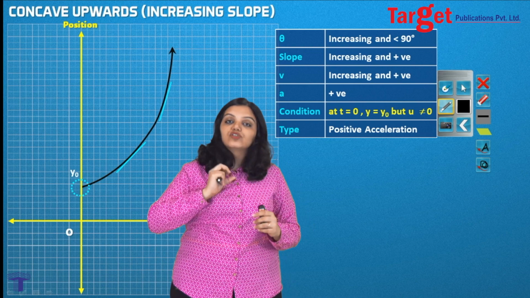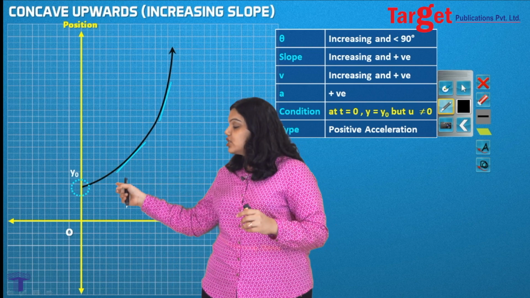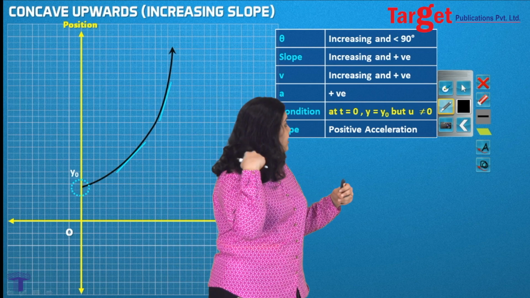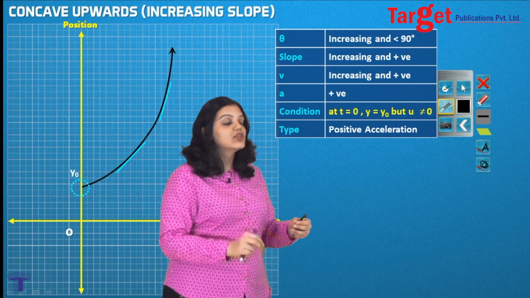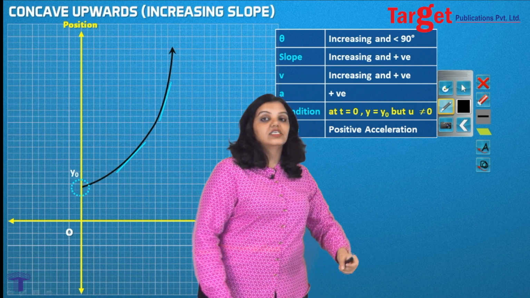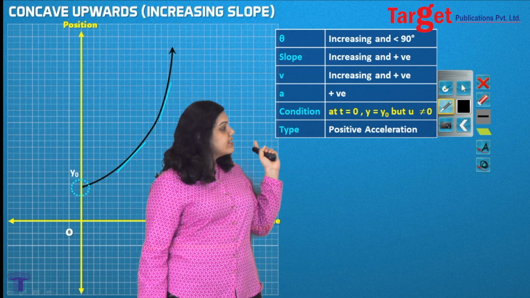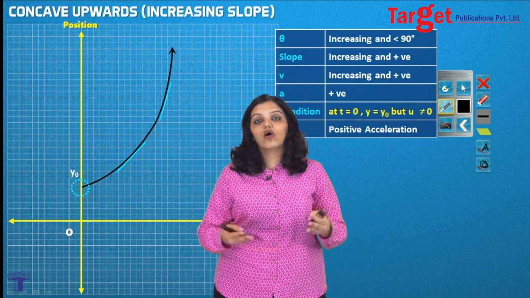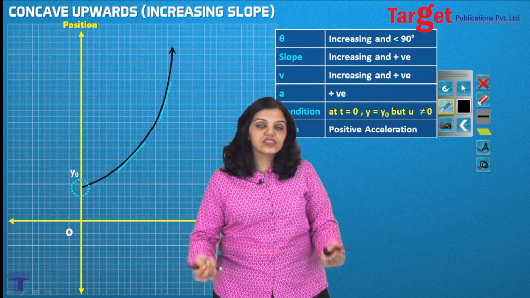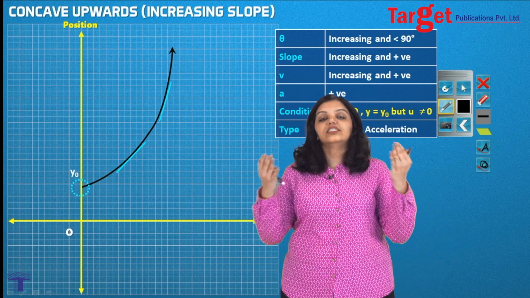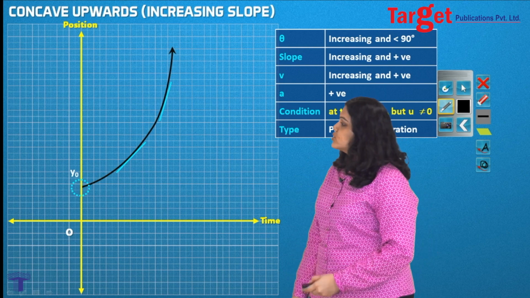You can find this by drawing the line by yourself on such a graph in your own book and measuring the angle, and you will see that the angle is not 0, and therefore this initial velocity is not equal to 0. Finally, the type is still positive acceleration because the slope is increasing, that is the velocity is increasing, and as long as velocity is increasing, you will have positive acceleration.